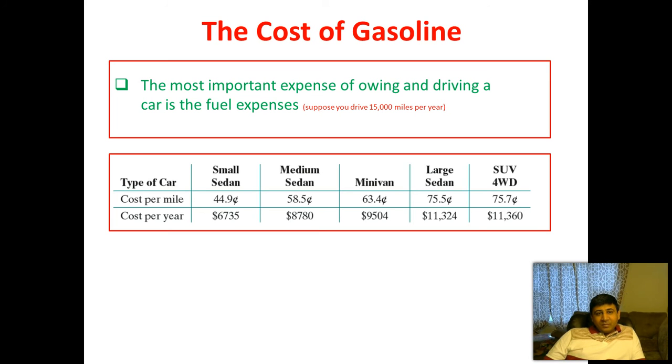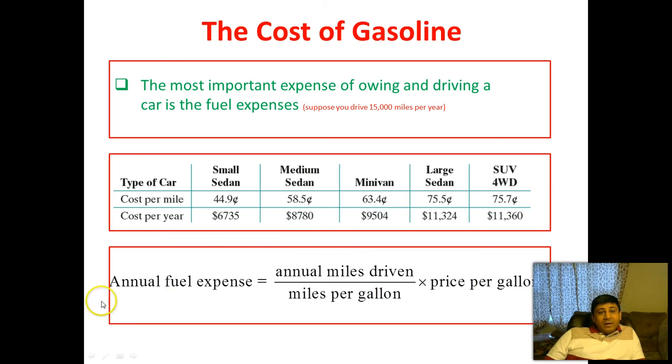Anyways, now the annual fuel expense, we can calculate it using this formula here. This is the formula which we can use to find the annual cost: annual miles driven divided by miles per gallon, and multiplied by price per gallon. That will give you this cost here.